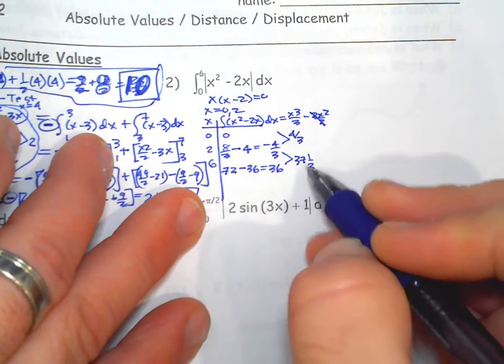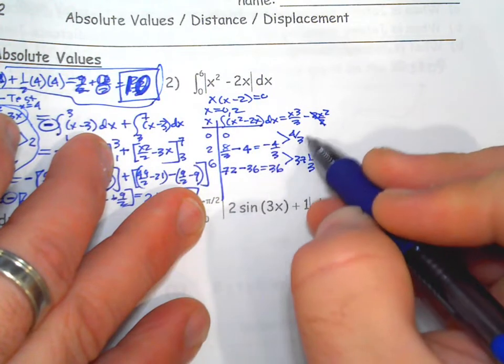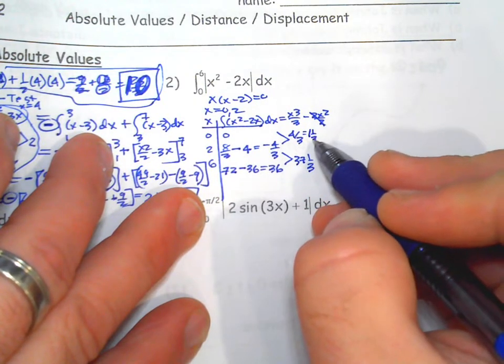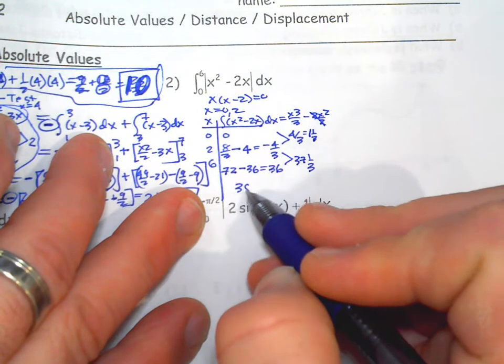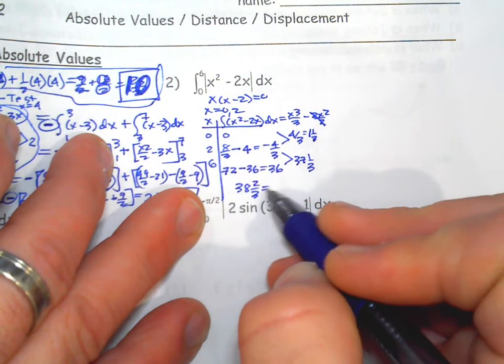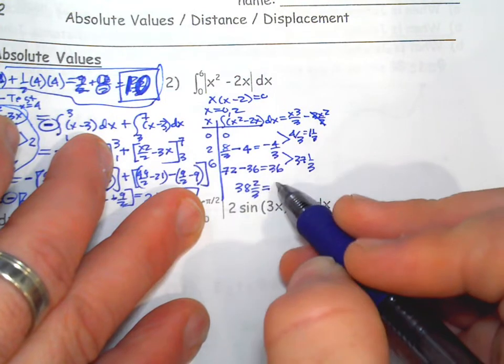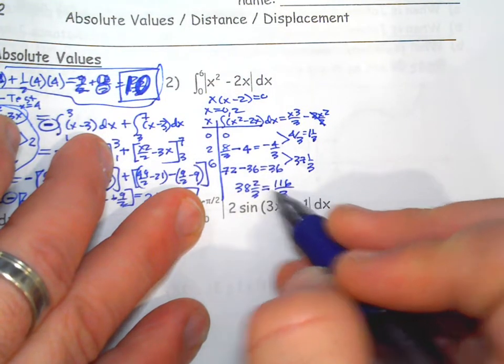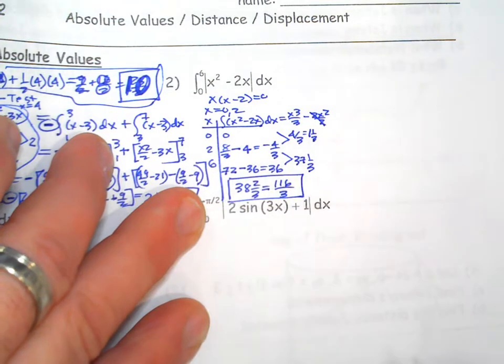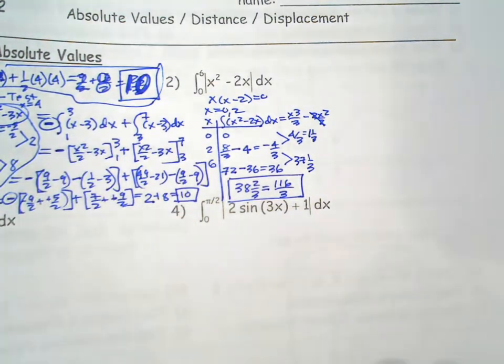So if you add these together, that's 1 and 1 third. You get 38 and 2 thirds, or 90, 21, 14, 116 over 3. So that's using the table.